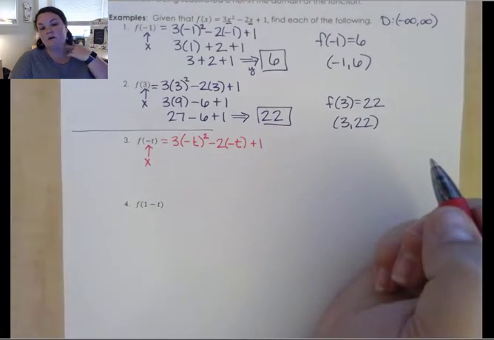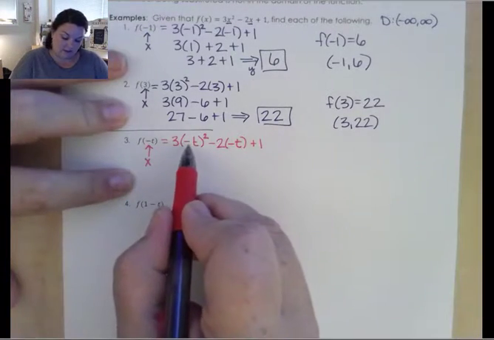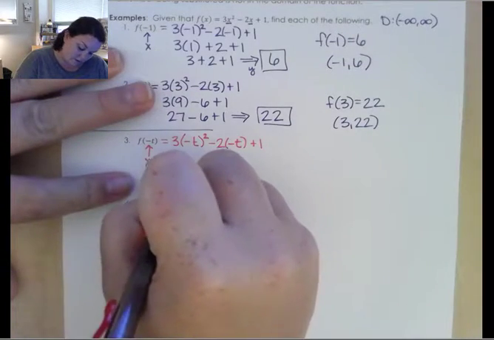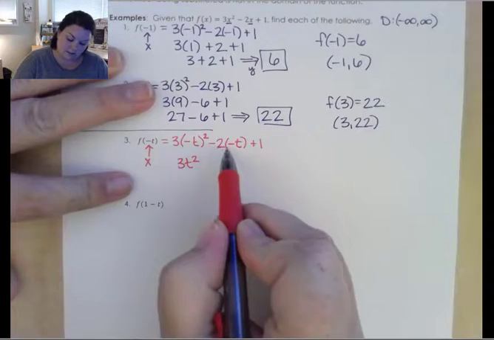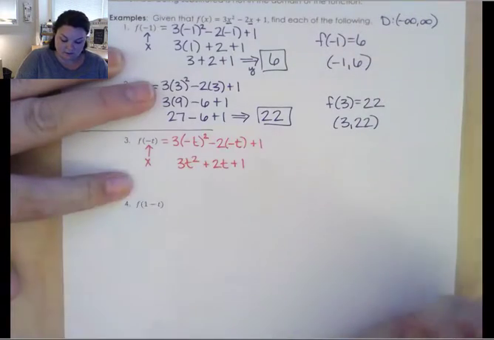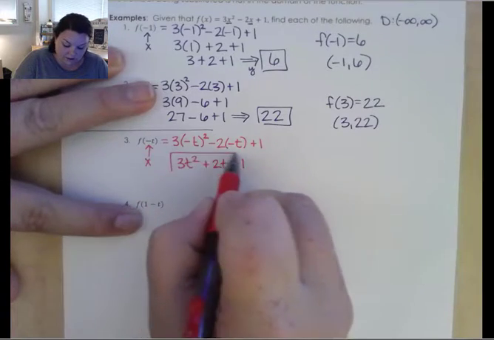Okay. So we go ahead and simplify this. Negative t squared is going to make it a positive t squared. So we have 3t squared. Negative 2 times negative t makes it a positive 2t plus 1. Okay? And we're just going to leave it like that.